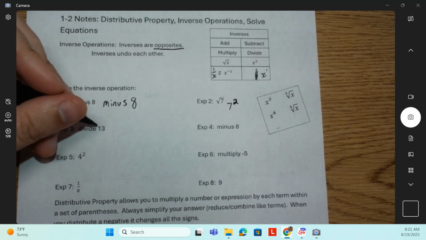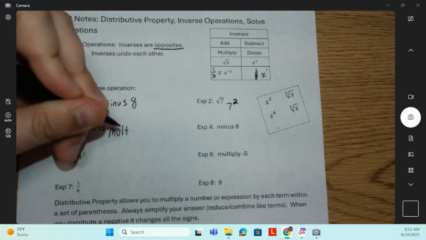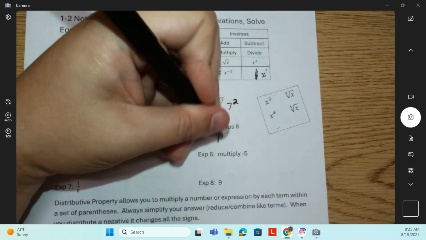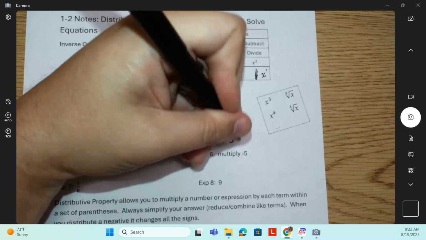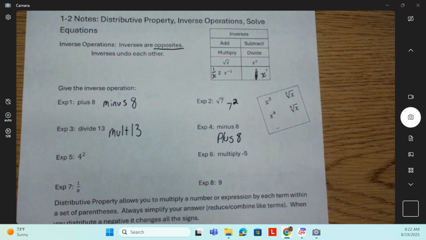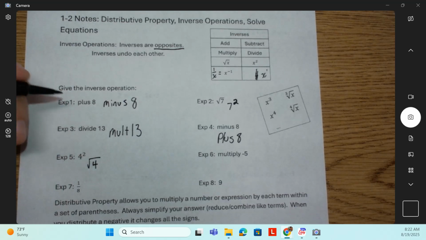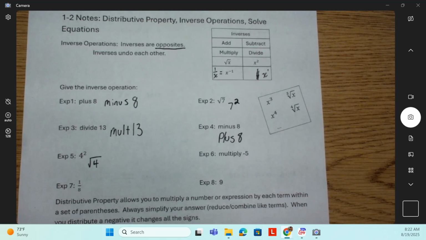Continuing on, if we're dividing by 13, the inverse operation is going to be to multiply by 13. And then we'll just finish these out. Minus 8, opposite is plus 8. Opposite of 4 squared would be the square root of 4. And again, these are things that just cancel each other out, or give you the opposite of it for the purpose of moving it to the other side of the equation.